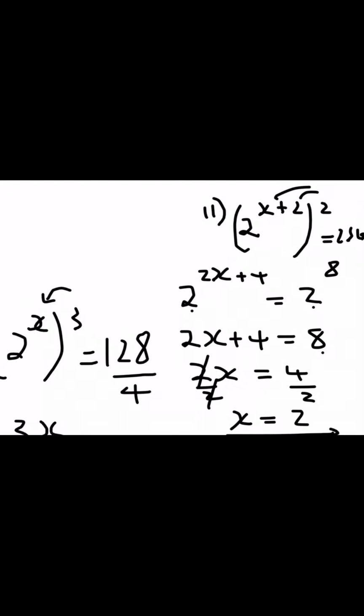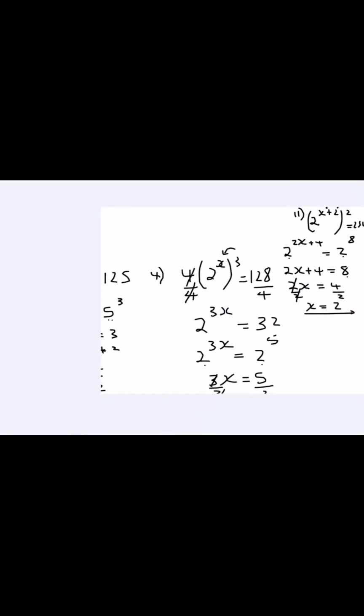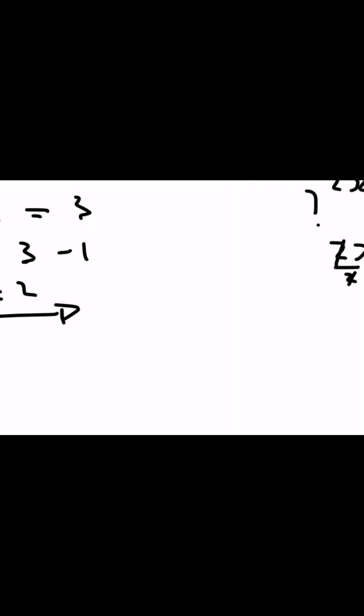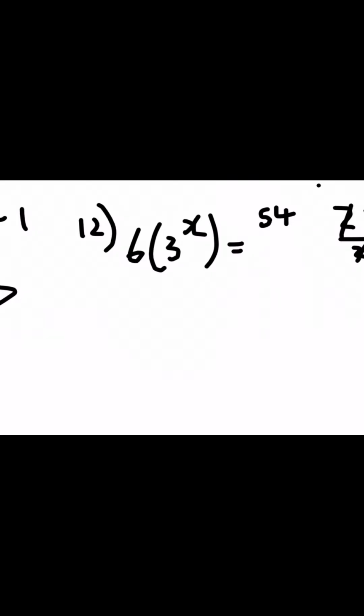That should be the end of it. So maybe let me do one more problem. I'll just use that space there in between. So let us say, this being the last example, you are given 6 times 3 to the exponent of x, and we equate it to a fraction, 54 over that.